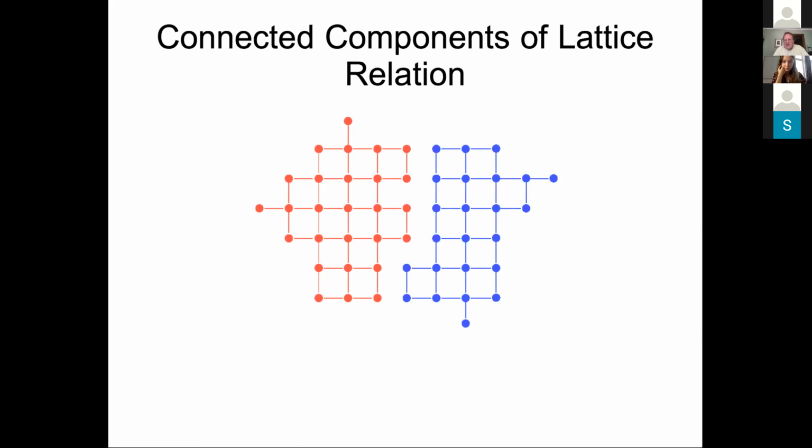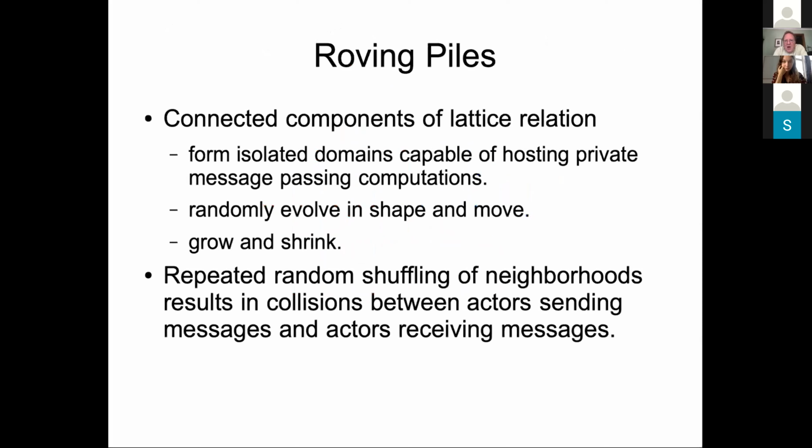And they wouldn't be very interesting if they didn't move, but we can actually create equations of motion, stochastic equations of motion for these connected components, and they can evolve in shape, and they can move just like living cells. This is all described in greater detail in the paper I presented at Newcastle 2 years ago. But I call this representation a roving pile. These are the stochastically evolving connected components of a lattice relation. And they form isolated domains that are capable of hosting private message passing computations, just the kind of computations we can specify in the object-oriented combinator chemistry.